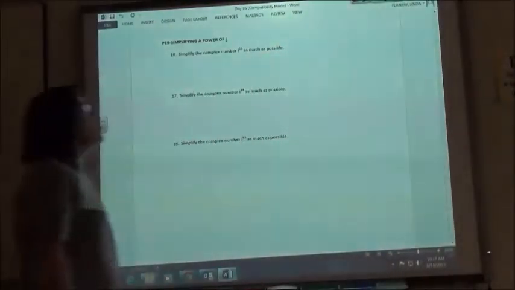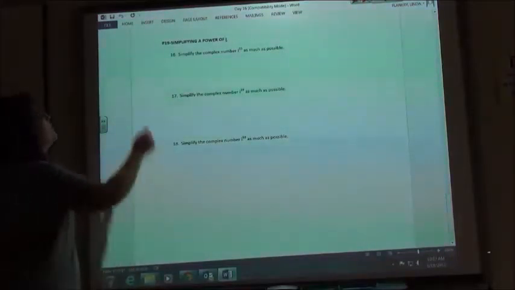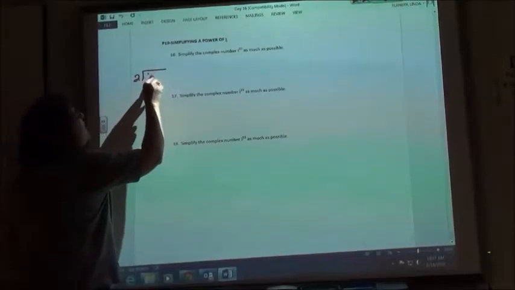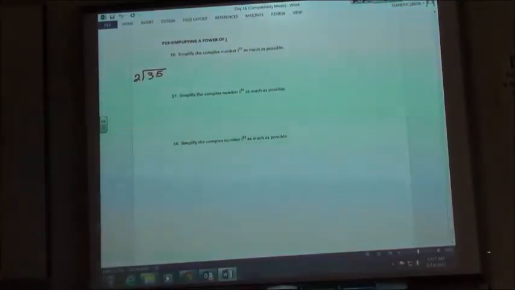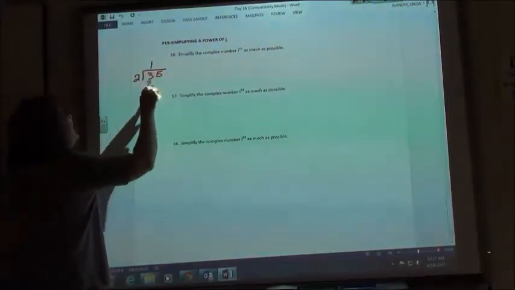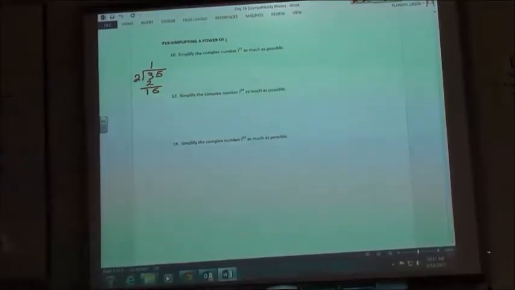And the last three on this page are simplifying when you have a higher exponent. What they're going to do is have you rewrite it in terms of i squared so that you can substitute in negative 1. So they're going to first of all take 2 and divide it into 35 using long division with the remainder, like we did way back in third grade. So 2 goes into 35 how many times? 17.